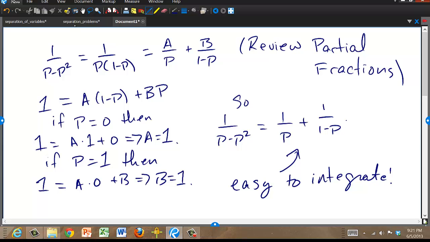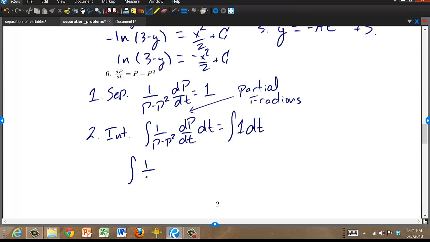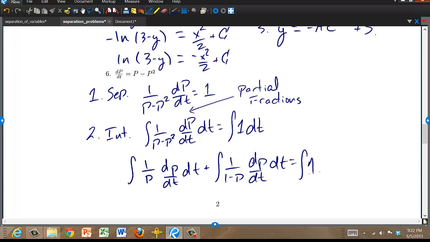All right, so that's great. So that's all some scratch work going into solving this. So what do we have? We have the integral of 1 over p dp/dt dt plus the integral of 1 over 1 minus p dp/dt dt. That's the integral of 1 dt. All right, and now we just need to go ahead and integrate.